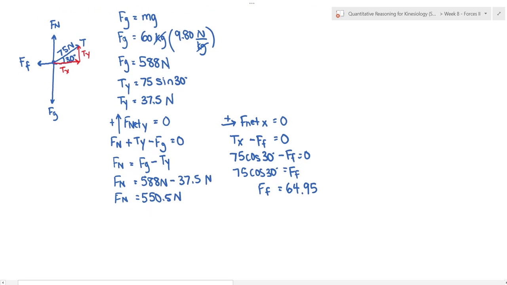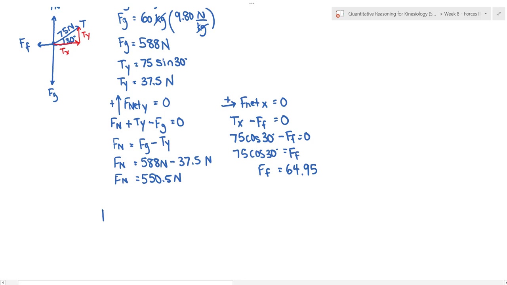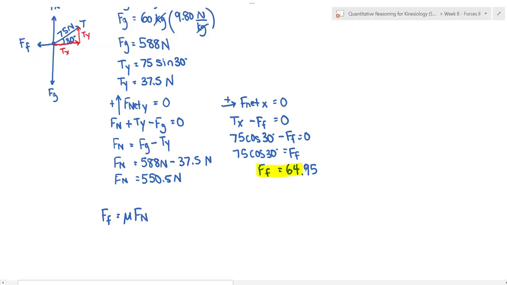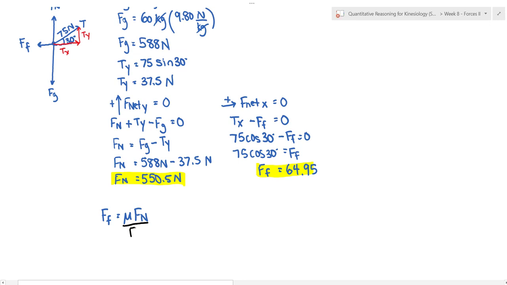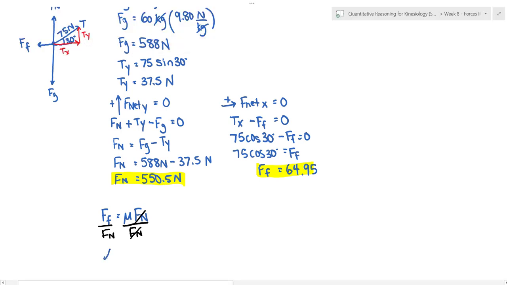Okay, so let's think about the formula to find the coefficient of friction. So remember, if we're looking for the force of friction, it equals the coefficient of friction times the normal force. Well, we've already found the force of friction, and we've already found the normal force. So we should be able to rearrange that formula to get the coefficient of friction. We're going to divide both sides by F normal so that we isolate for the coefficient. And so we're left with mu, which is the coefficient of friction, is equal to Ff divided by F normal.